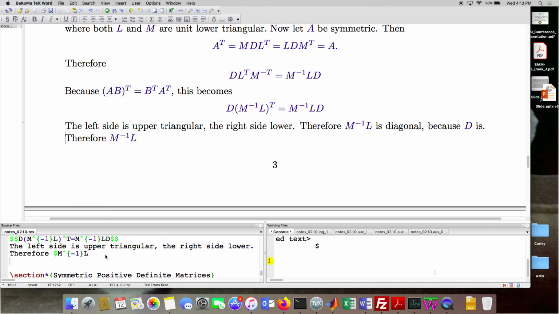Okay, so now I can actually say what M inverse L is equal to. What it must be equal to. It's diagonal, and both M and L are unit lower triangular. So diagonal entries are 1.